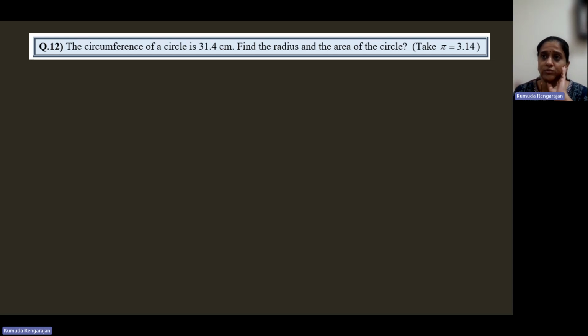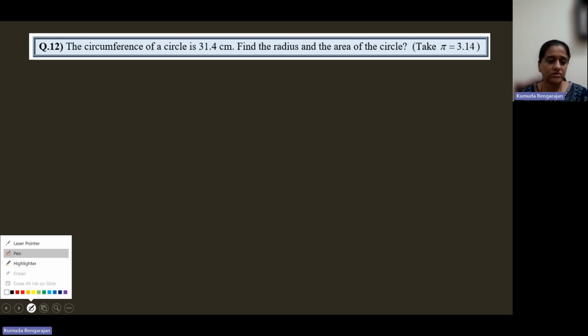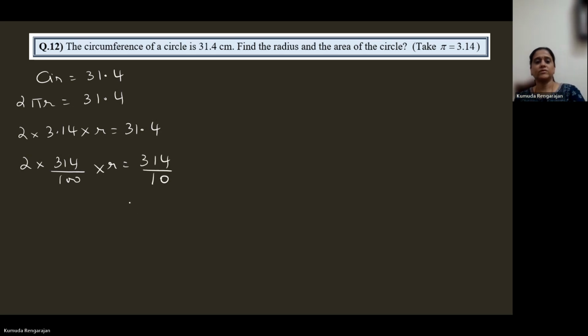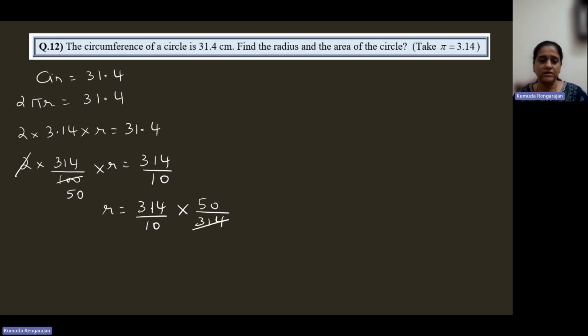Here the circumference of a circle is given to you. You have to find the radius and the area of the circle. So what is given? Circumference is equal to 31.4. Circumference means 2 pi r. 2 pi r is equal to 31.4. 2 into 3.14 into r is equal to 31.4, correct? So 2 into 314 by 100 into r is equal to 314 by 10, correct? So r is equal to, you can cancel, r is equal to 5. 5 centimeter.